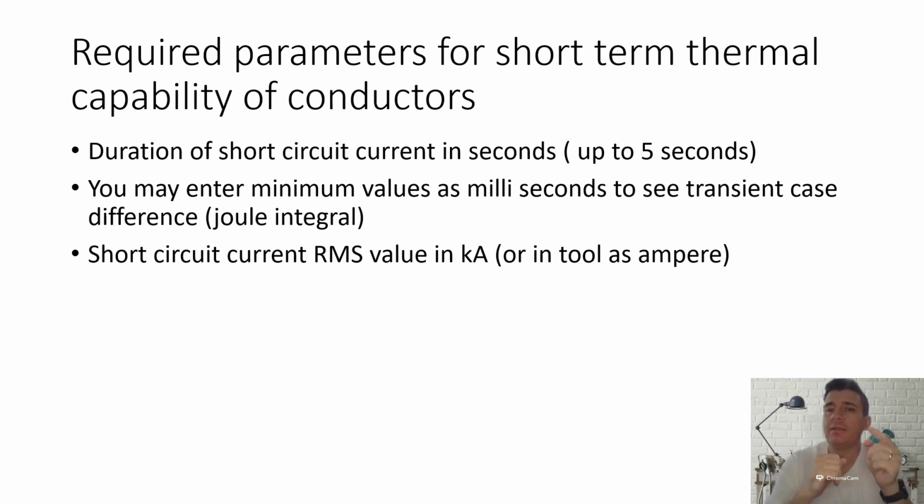Then you will need to see the difference in this calculation tool, because in subtransient and transient cases, you will see the effect of the X over R ratio. That's why I added an additional part to this tool. What is that additional part? Joule integral. I will explain it in further chapters. And the short circuit RMS value in kiloamp. Of course, everyone knows this one. Okay, what is it, 16 kiloamp, maybe 25 kiloamp, maybe sometimes 40 kiloamp. It depends on the project requirements. Okay, let's move on.